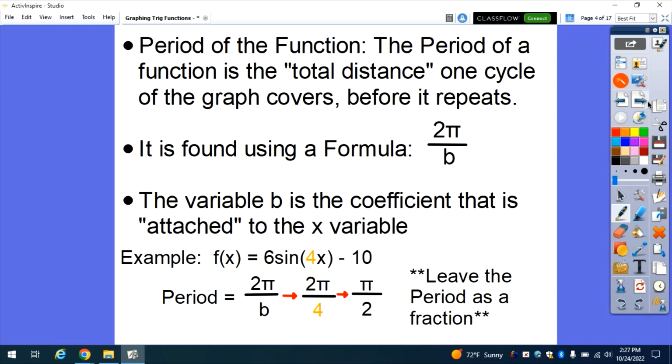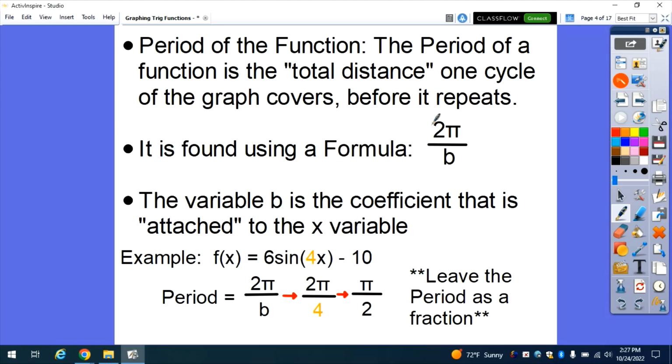Last piece of vocab, probably what you're going to spend most of the math work of this graphing doing, is known as the period of the function. The period of a function is the total distance one cycle of the graph covers. Now we say one cycle because sine functions, much like cosine functions, repeat themselves. So if you're to zoom out, the graph looks like it's just repeating itself over and over and over again. Now, instead of dealing with the entire length, we just care about one cycle. So that's the total distance of one cycle, which is the period.